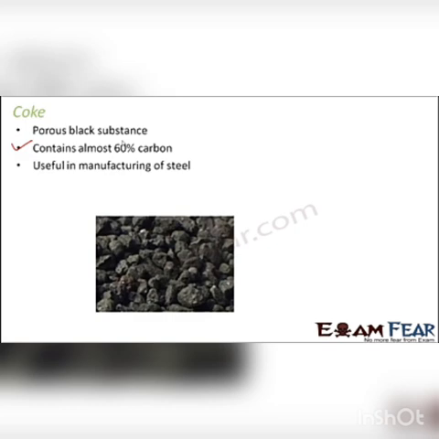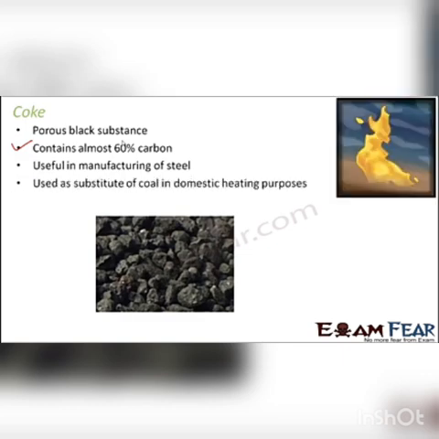So coke is also a desirable fuel for stoves and furnaces. So it is also used as a substitute of coal in domestic heating purposes. Now I hope you understood why it is used as a substitute, because it is a cleaner fuel when compared to coal, and it is also a more efficient fuel when compared to coal. So these are the various useful products which are obtained from coal.